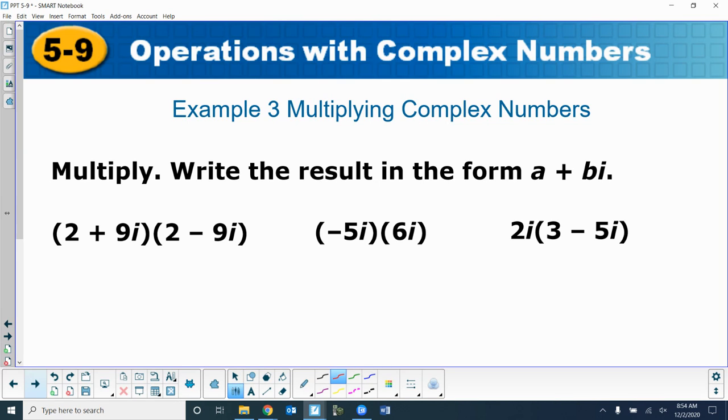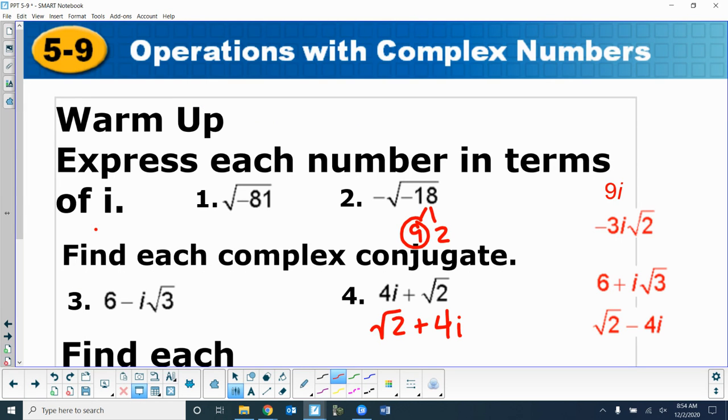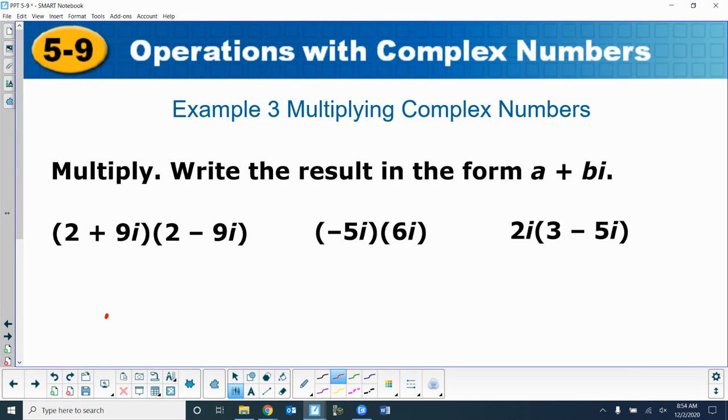Okay, so what do we call these two? 2 plus 9i and 2 minus 9i? Complex conjugates. The conjugates, right? You guys see that? Yeah, conjugate. So, all right, these are complex conjugates. What happened to those two middle ones? They canceled. What's going to happen every time you multiply complex conjugates? They're going to cancel the middle ones.